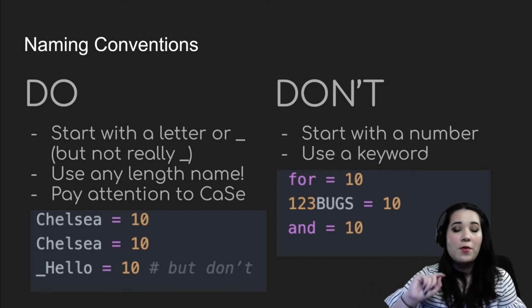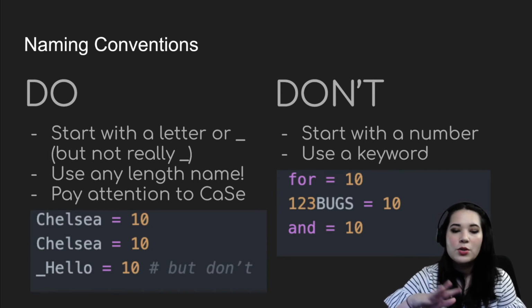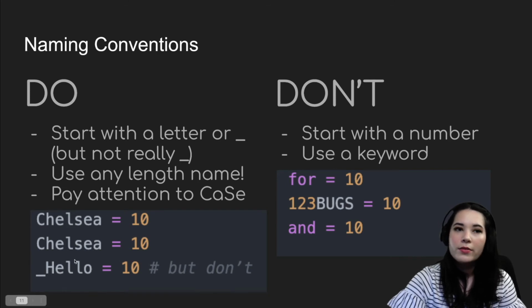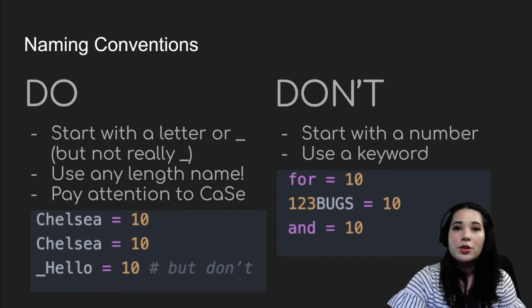Another thing to watch out for is case. In Python, uppercase versus lowercase are totally different things, so you need to make sure that you have the right case when declaring and using all of your variables. For instance, you can see that in this code in the lower left-hand corner, all of these are viable variable names. Even though we don't really want to start things with underscores, technically Python will allow us to do so. Now let's go over some don'ts for variable names.